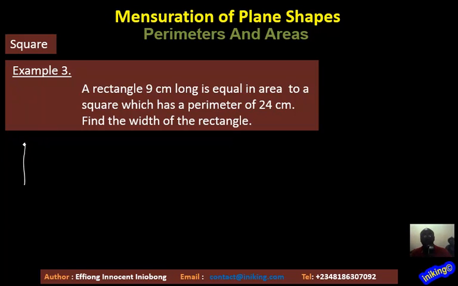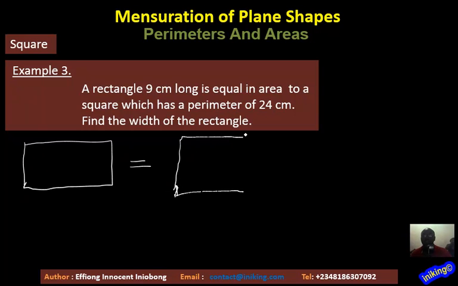We have a rectangle there, and we are told that this rectangle is equal in area to a square which has a perimeter of 24. If it has a perimeter of 24, of course you will know that each of the sides will be 6, 6, 6, 6.